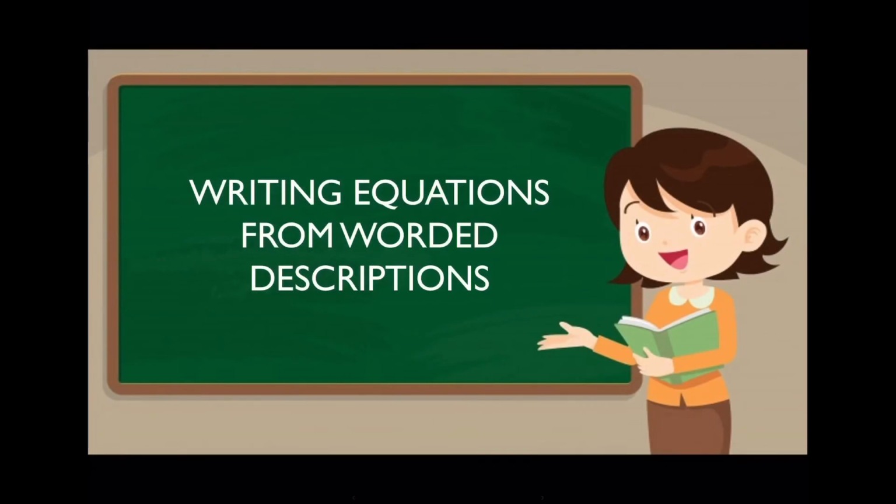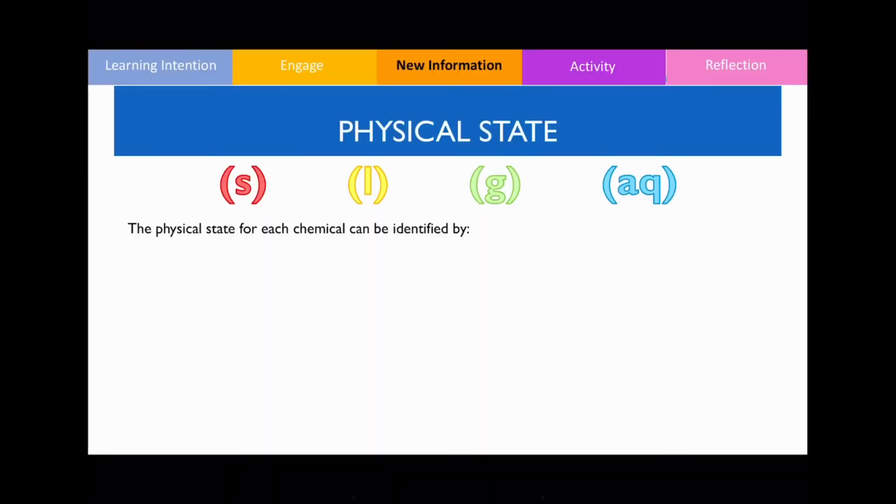We're now moving to the last part of today's lesson, where you're going to be learning how to write chemical equations from worded description. So in order to do so successfully, you need to be familiar with the four physical states of matter. It could either exist in the solid state, the liquid state, the gaseous state, or the aqueous state. And in order for you to recognize what state each chemical substance is in, you're going to need to use a bit of your prior knowledge and a bit of your common sense.